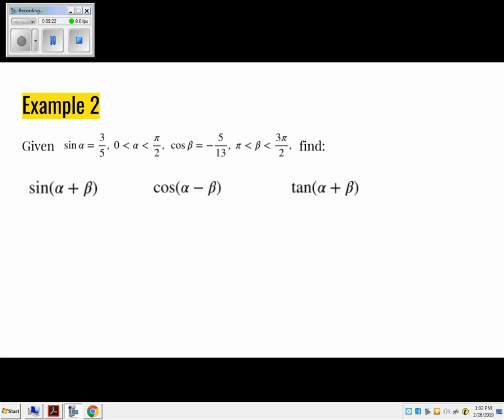So I think a picture goes a long way on this. First of all, it says that alpha is between 0 and pi over 2. What quadrant do you think that is between 0 and pi over 2? Where's that at? It's the first quadrant.